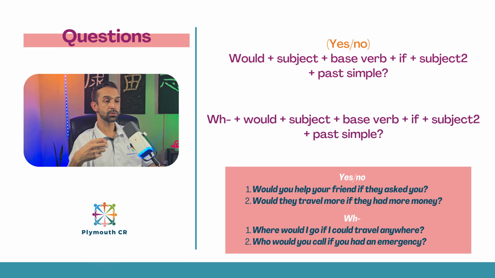The second one says, who would you call if you had an emergency? WH, the would, the subject, which is you, and the verb in the base form, and then the conditional sentence with the subject, the verb had in the past, and an emergency, which is the complement.